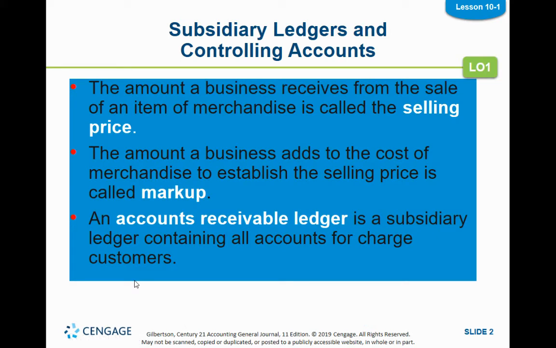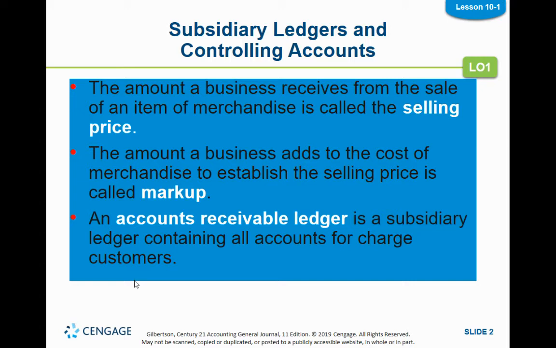So the amount a business receives from the sale of an item of merchandise is called the selling price. The amount that you add to the cost of that merchandise is called markup. So when a business goes to buy merchandise that they're going to put into their store for sale, they're going to pay one price for it, then they're going to put a markup on it, and whatever the cost plus the markup is the selling price.